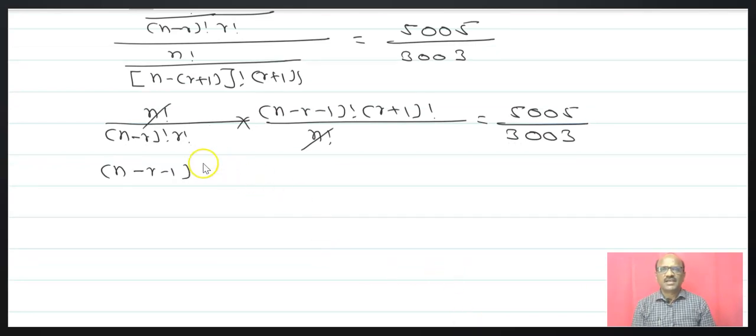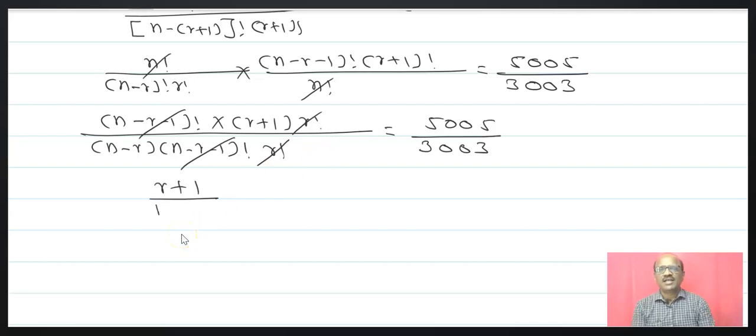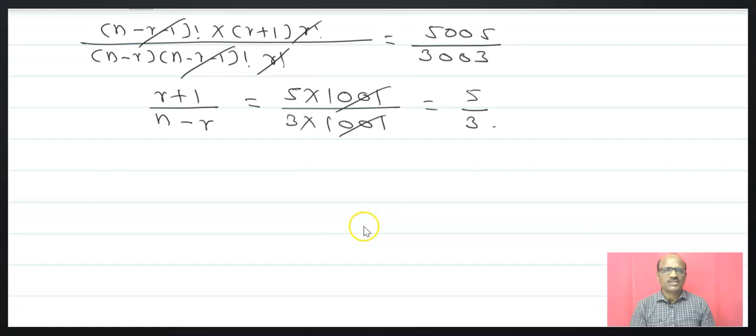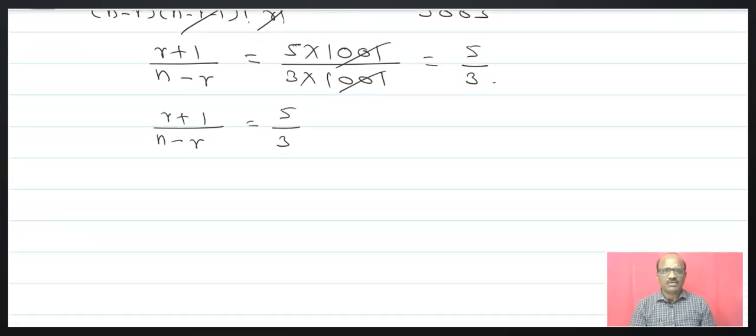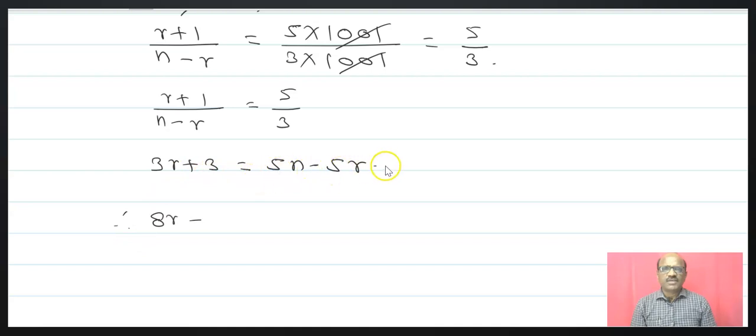Now what will be next? That is n minus r minus 1 factorial, r plus 1 into r factorial, and in the denominator n minus r minus 1 factorial into r factorial. That is 5005 upon 3003. r factorial gets cancelled. Now this term, therefore r plus 1 upon n minus r is equal to 5005 upon 3003. And it is written as 5 into 1001, 3 into 1001, that is 5 by 3. Now make the cross multiplication. r plus 1 upon n minus r is equal to 5 upon 3. Therefore, that is 3r plus 3 is equal to 5n minus 5r. Therefore, 8r minus 5n is equal to minus 3. This is equation number 2.